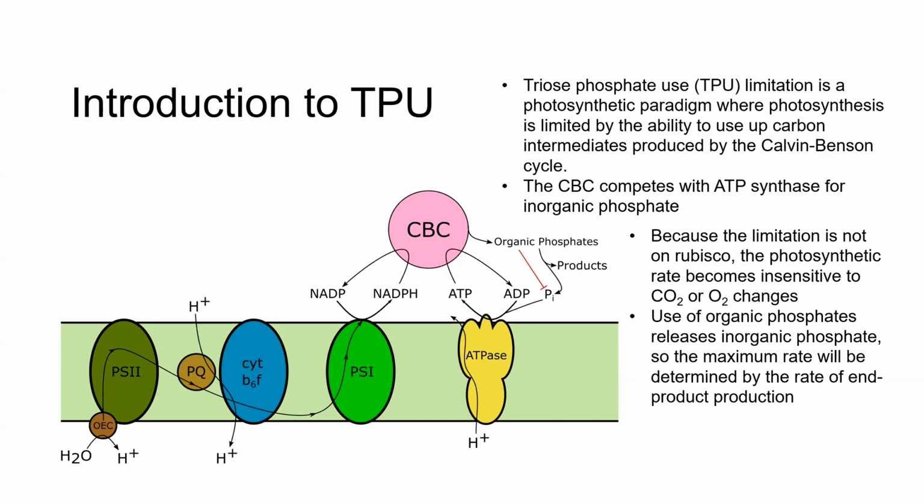Now, it's interesting, because the limitation is not on rubisco, Michaelis-Menten kinetics mean almost nothing while you're TPU limited. The photosynthetic rate becomes insensitive to CO2 or O2 changes. And that's one of the primary diagnostic things that we see during TPU limitation.